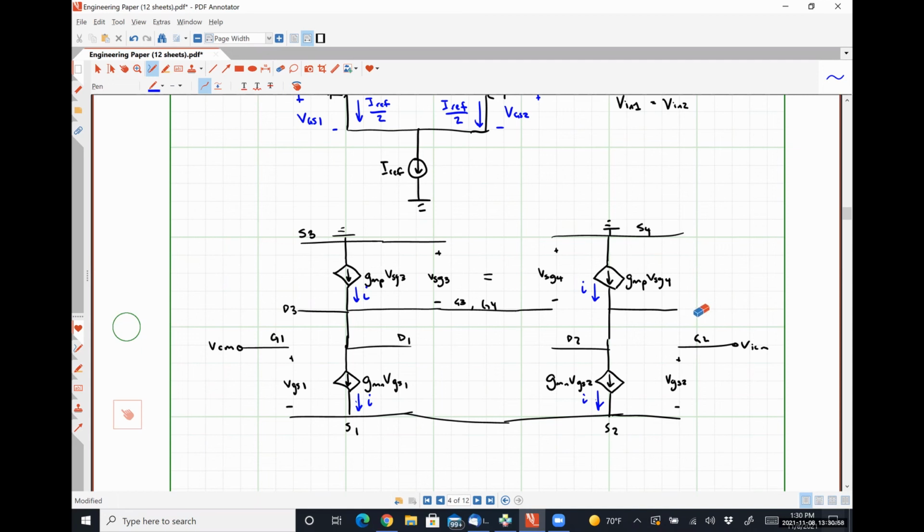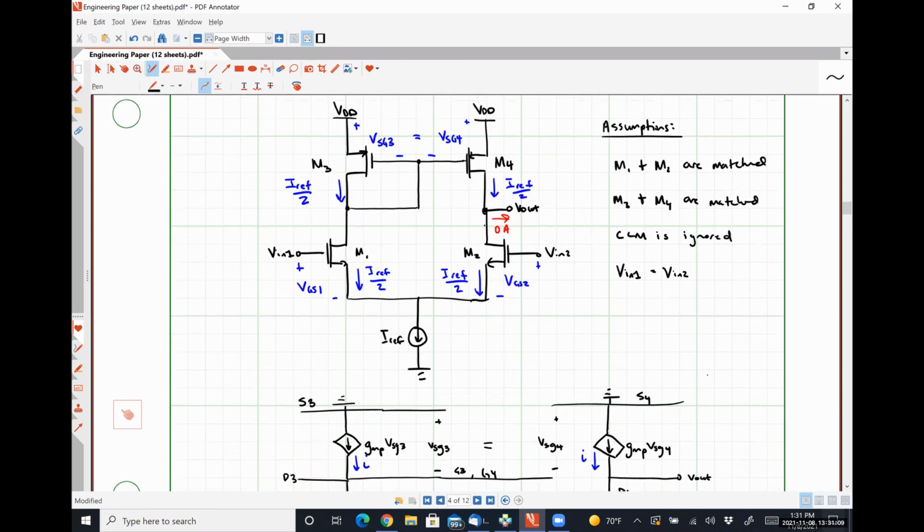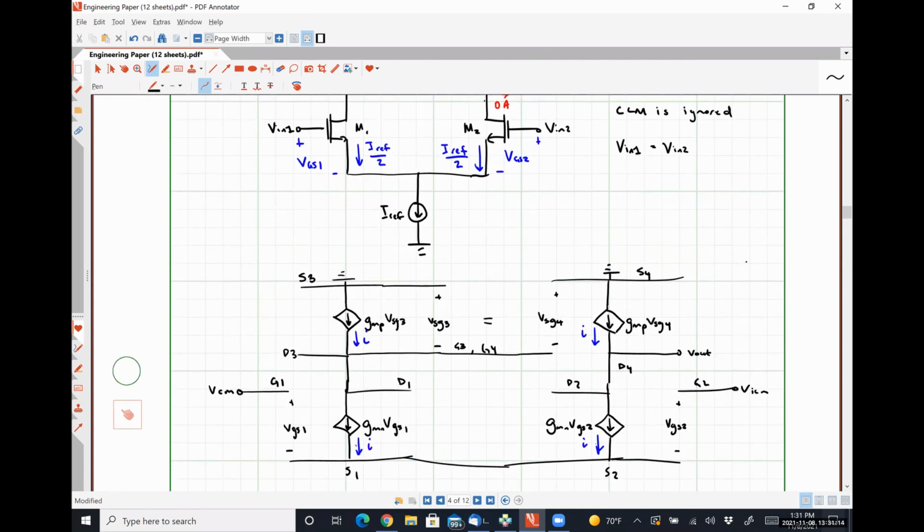Now, this node that I've labeled here, D4, is our small signal output node, right? So the drain of transistor M4 and the drain of transistor M2 are connected, and that is where we take our output voltage. So that means that, again, we have exactly 0 amps of current that could flow out through a load. So we have both large signal common mode rejection and small signal common mode rejection, which is fantastic.